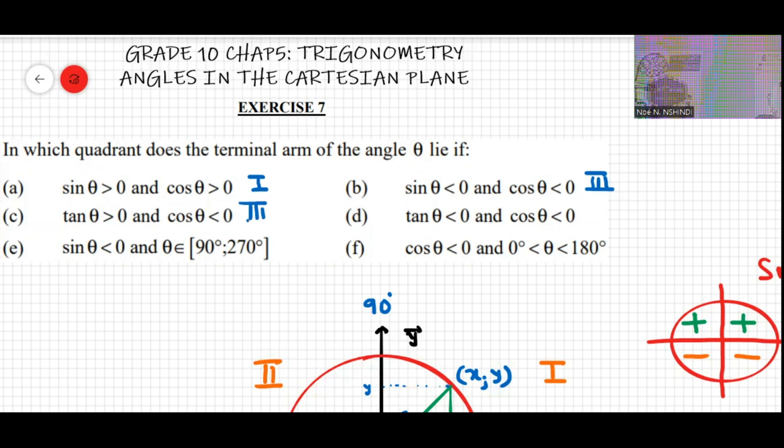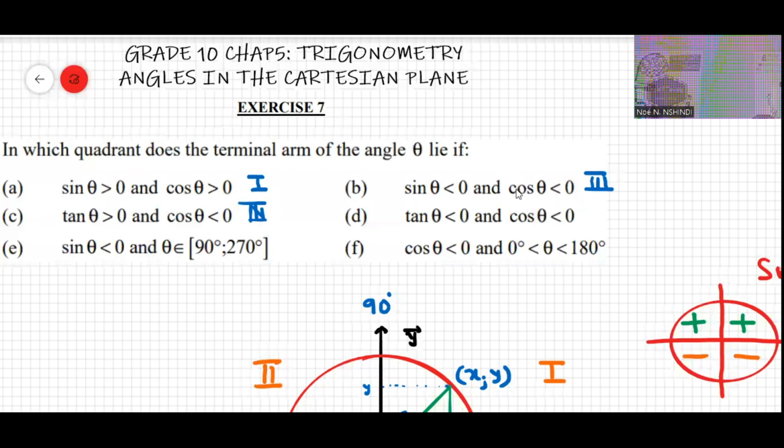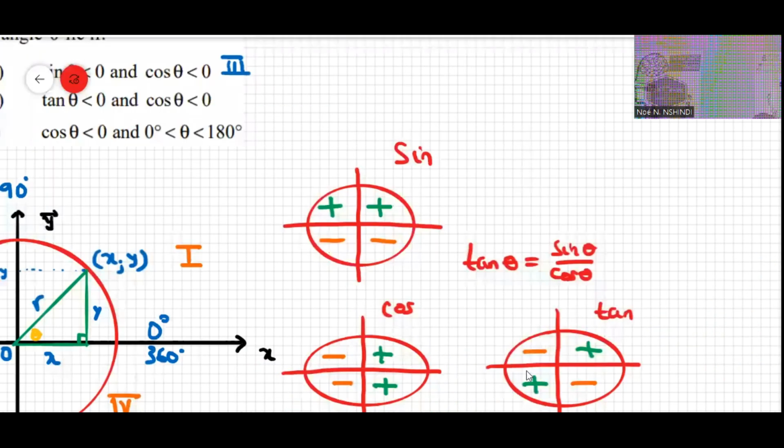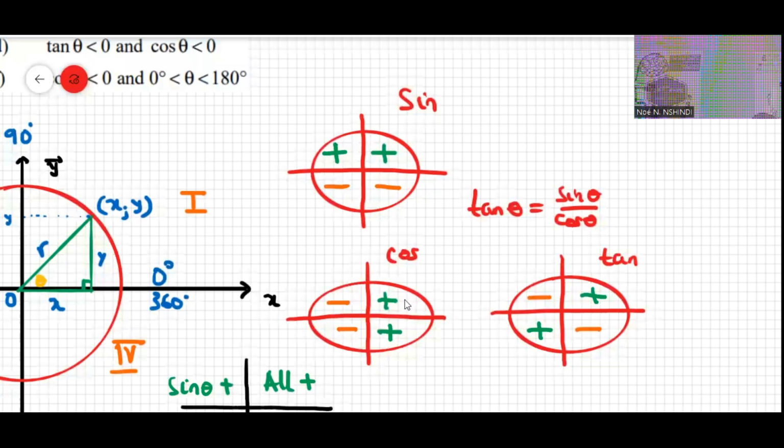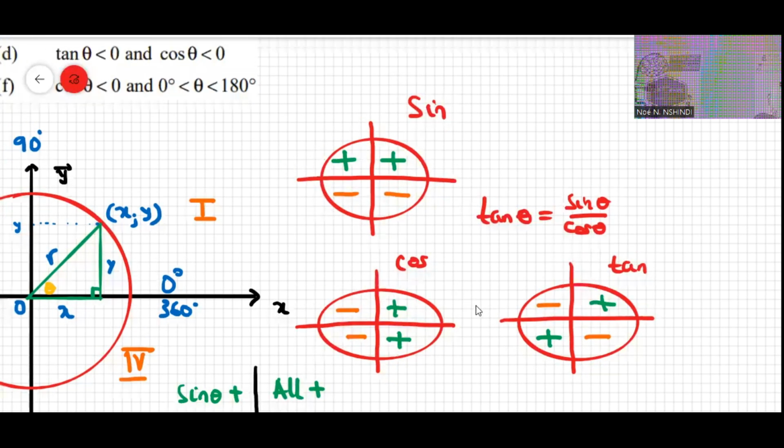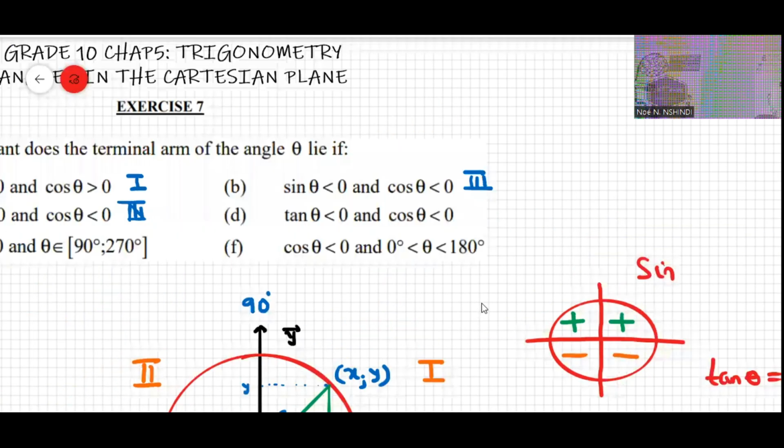And then D, tan is negative, cos is negative. They're both negative. So in which quadrant are tan and cos both negative? They're both negative on the second quadrant, you see? Cos and tan, they're both negative on the second quadrant. So over here, we say in quadrant number 2, okay?